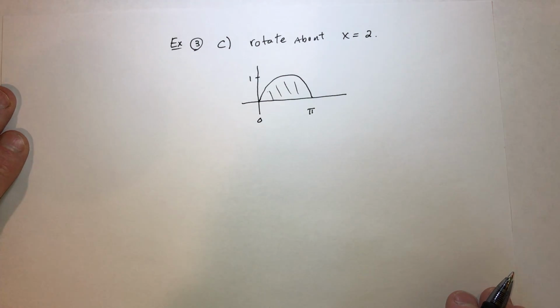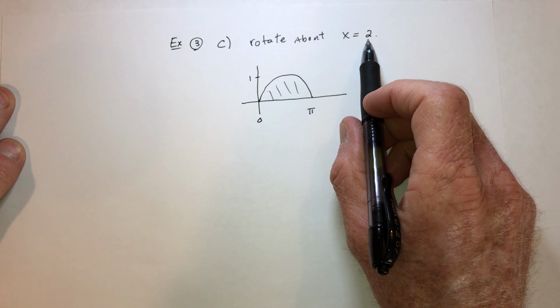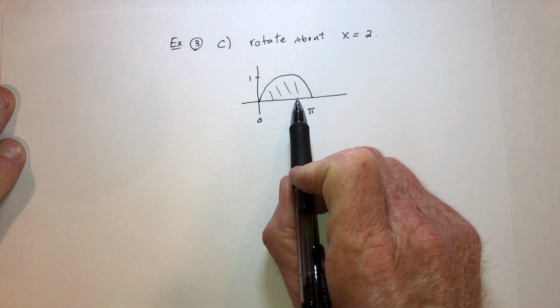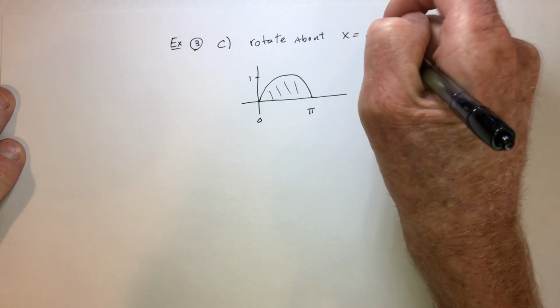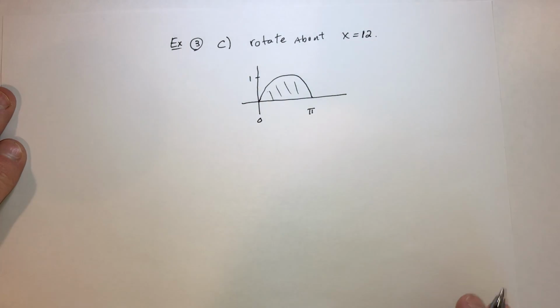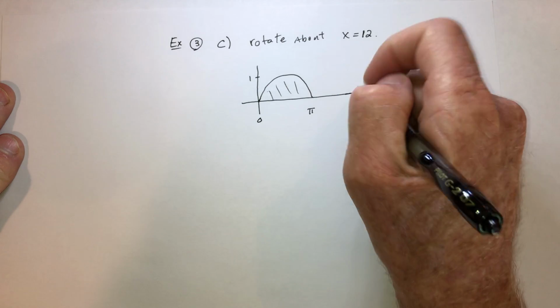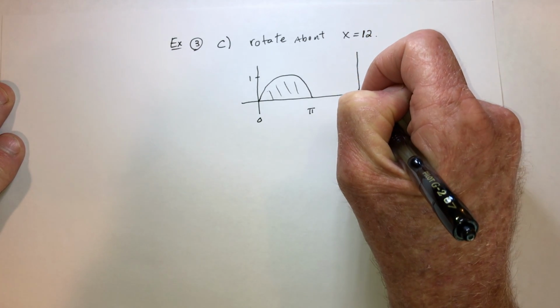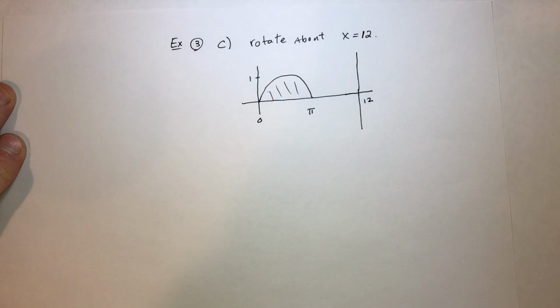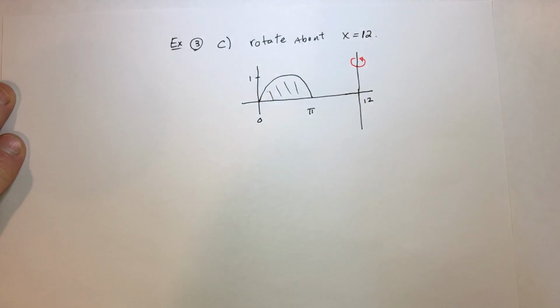And then rotate about, that was not a good choice. Who said that? X equals 2 is right here in the middle of the picture. I meant to say x equals 12. There we go. So go over here to 12. X equals 12 means it's a vertical line. Then make sure you use a red pen to go rotate around that.